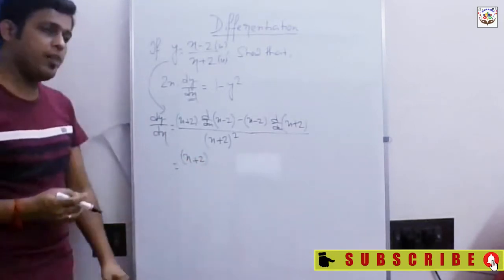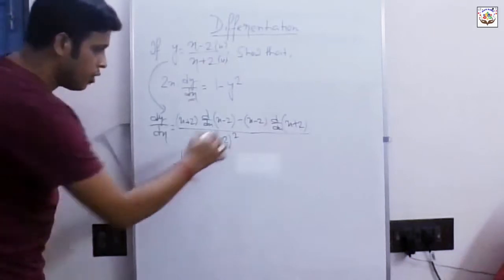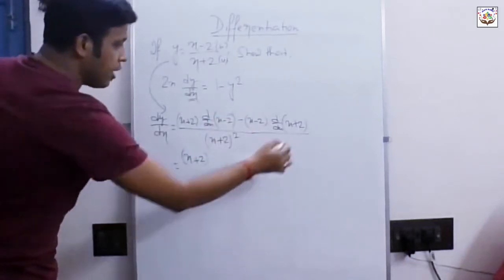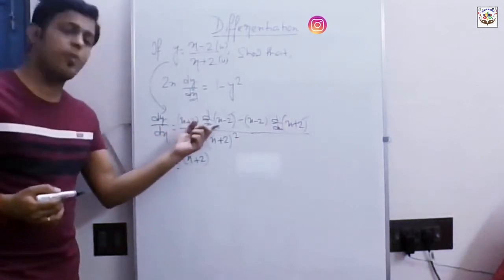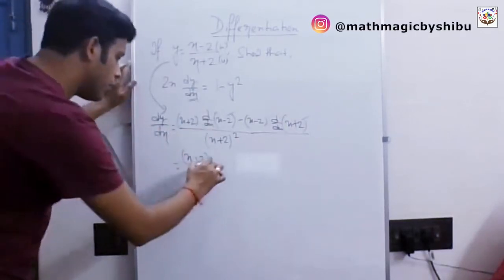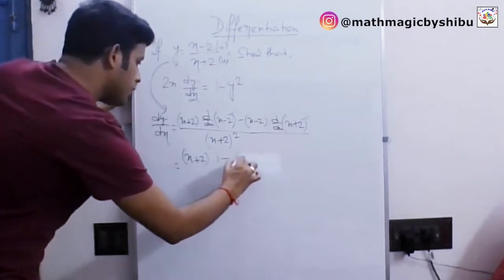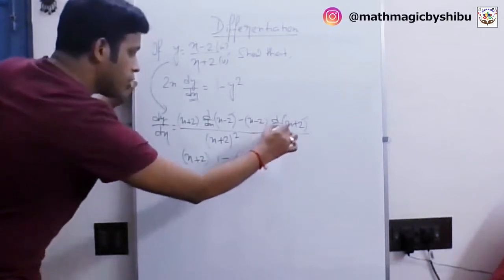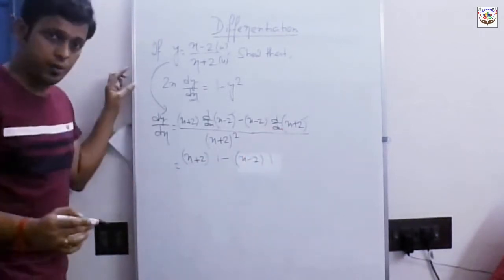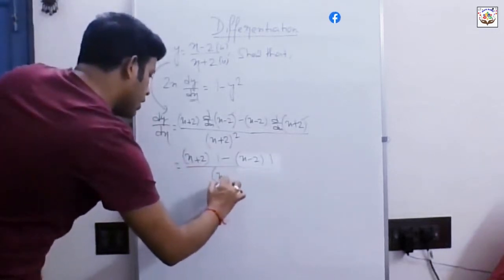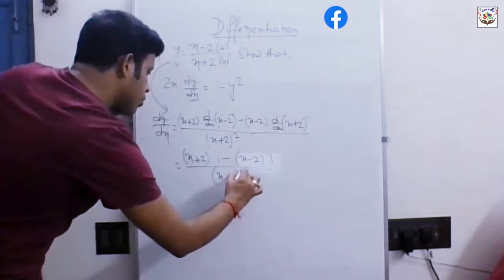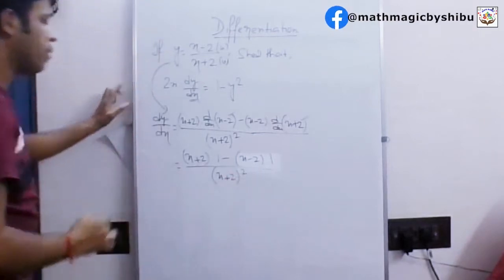As we know, the derivative of any constant term is 0. So the derivative of minus 2 will be 0 and the derivative of plus 2 will also be 0. So here we will write only d/dx of x, that means 1. Similarly, d/dx of x will be equal to 1. And here is x plus 2 whole square.